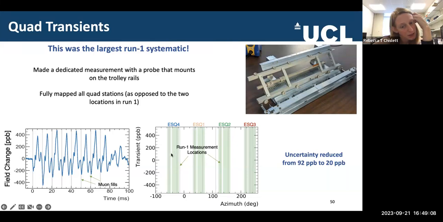But for run 2 and 3, they developed this thing that meant that the probe could be easily moved around the ring using the trolley rails, and we could measure it across the entirety of the 4 quadrupoles, and so we knew exactly what it was at all the various points. And this dramatically reduced the uncertainty. So we went from 92 parts per billion to 20 parts per billion.